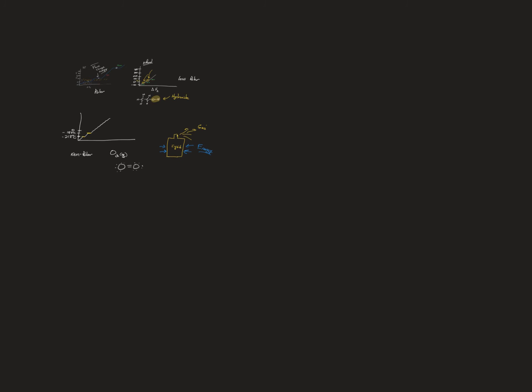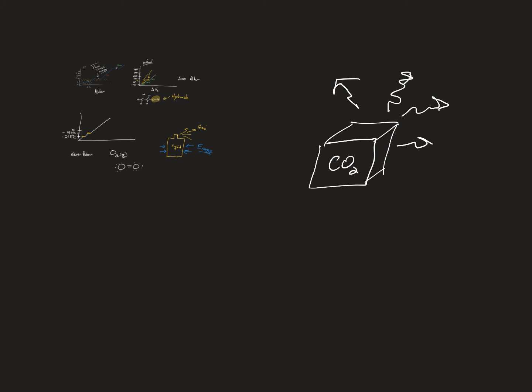Carbon dioxide, what we call dry ice, never turns into liquid. It goes from solid, this is CO2, not water, from solid right to gas. Also a nonpolar molecule, and it goes from solid to gas, no liquid. It's called sublimation.